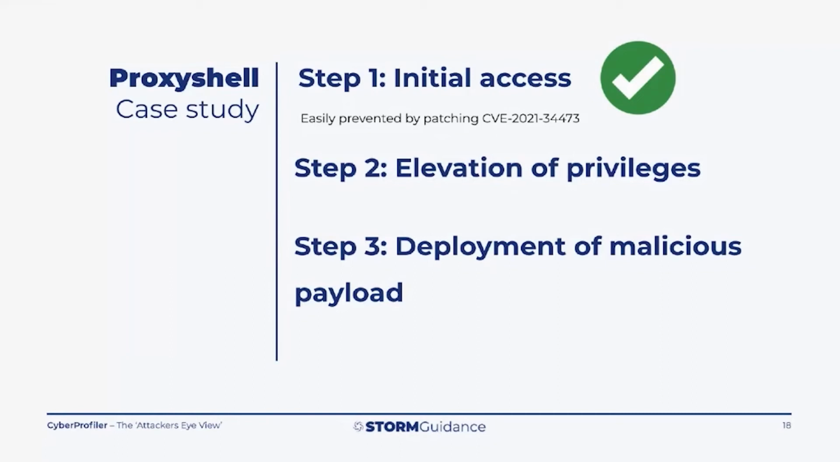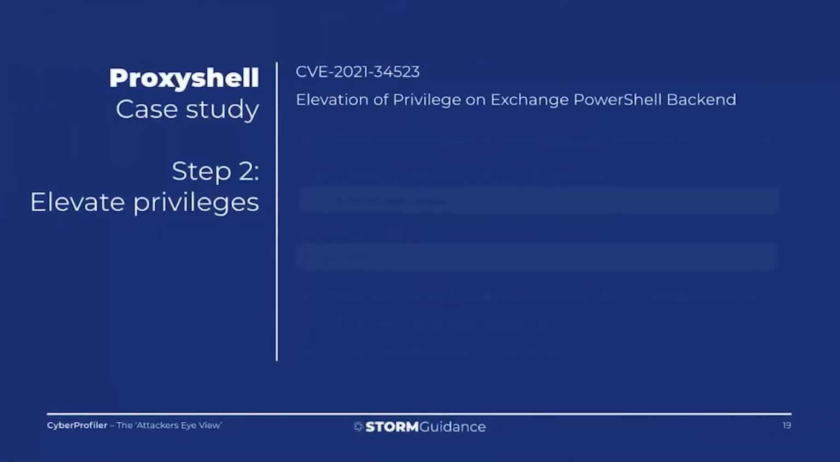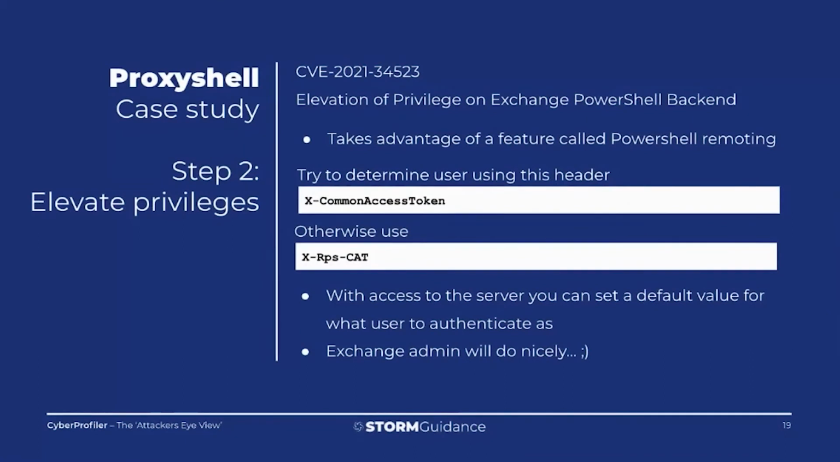As I mentioned, the first thing you generally want to do on a machine is log in as a user that has sufficient permissions to do all the tasks that you want to do. So ideally an administrator or something similar. In a ProxyShell attack, this can be done via the thoughtfully titled elevation of privilege on Exchange PowerShell backend.